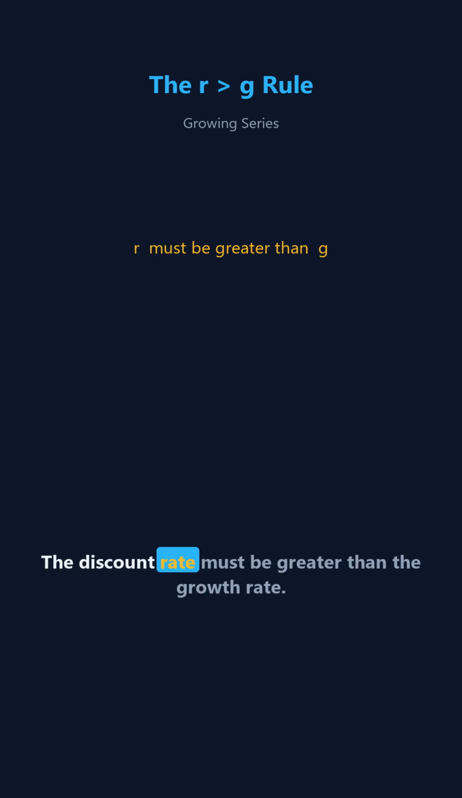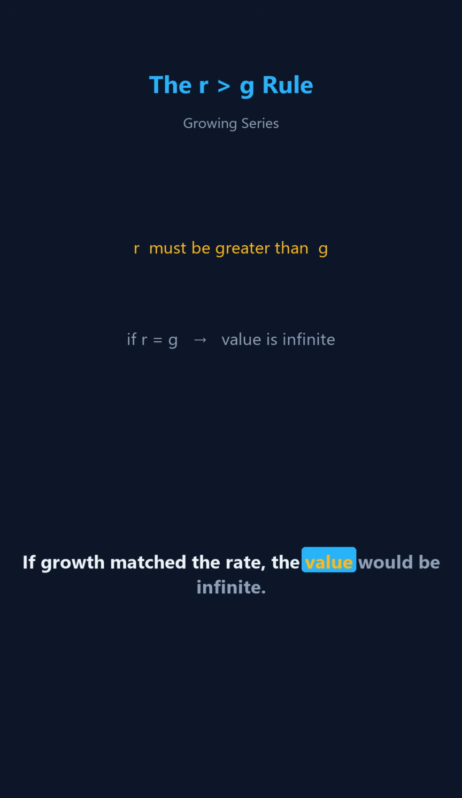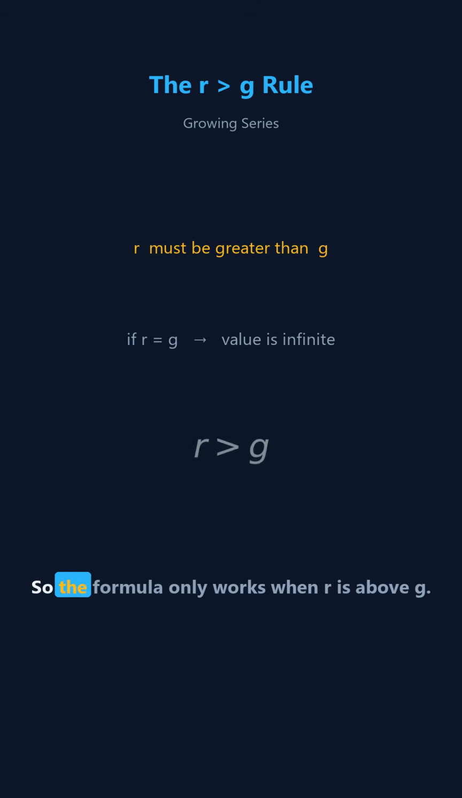The growing perpetuity formula has one strict rule. The discount rate must be greater than the growth rate. If growth matched the rate, the value would be infinite. The payments would never shrink in present value. So the formula only works when R is above G. Always check this before you use it.